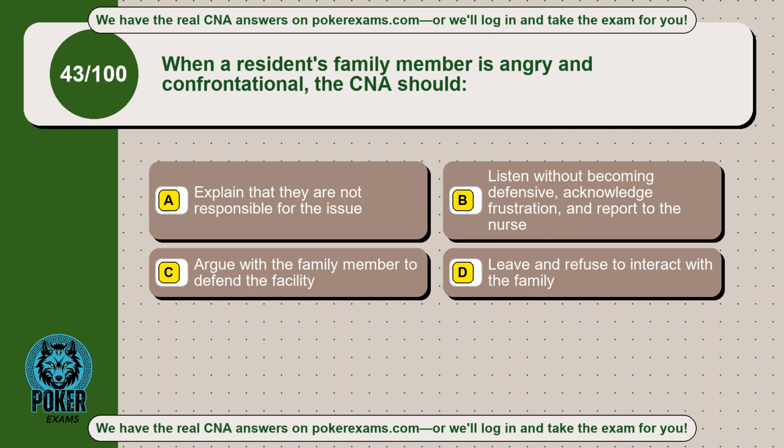Question 43. When a resident's family member is angry and confrontational, the CNA should: Option A. Explain that they are not responsible for the issue. Option B. Listen without becoming defensive, acknowledge frustration, and report to the nurse. Option C. Argue with the family member to defend the facility. Option D. Leave and refuse to interact with the family. The correct answer is option C.